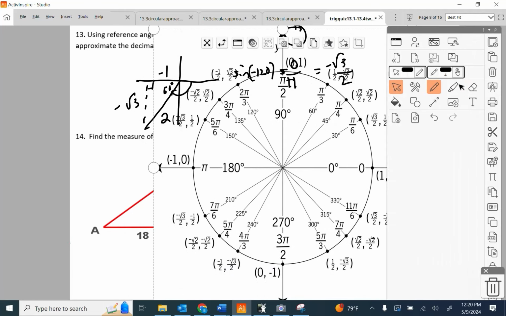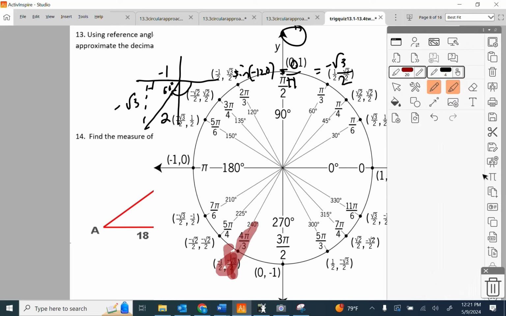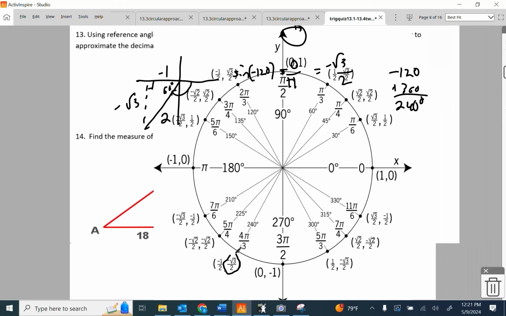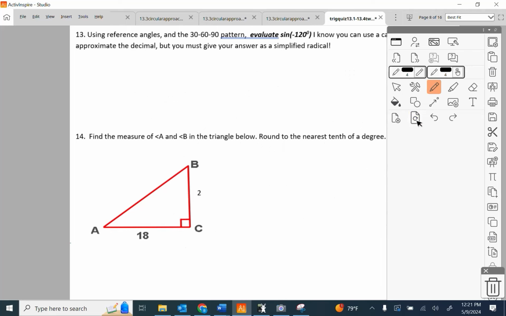240 degrees is right here. And I see this ordered pair. And I know that sine is y, which is that negative root 3 over 2. Don't believe me? Look at your own unit circle. I see it right there. There's the y value. There's my answer. Perfect. All right, I'll do one more.